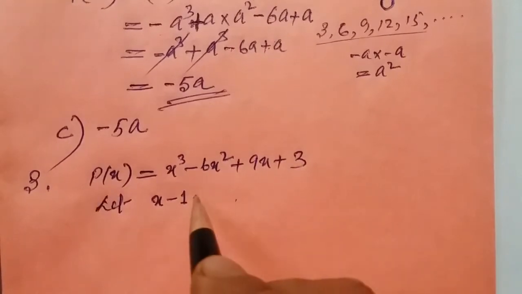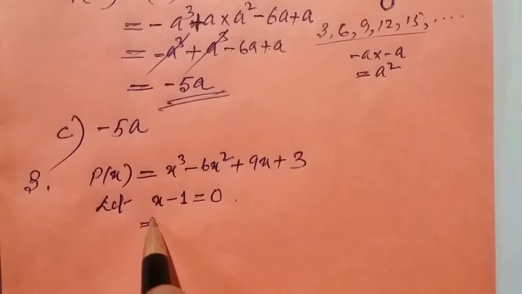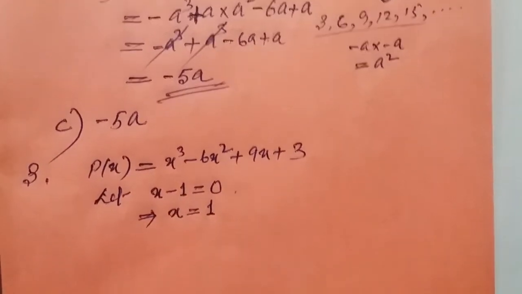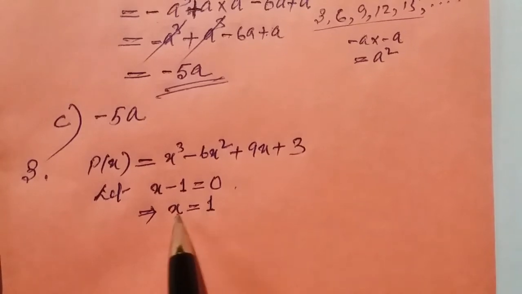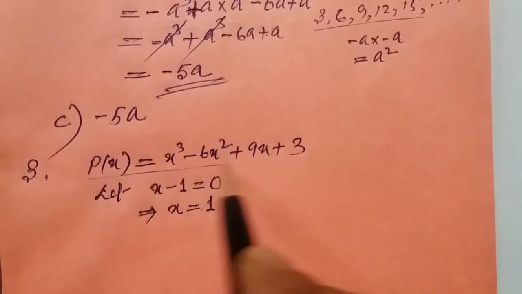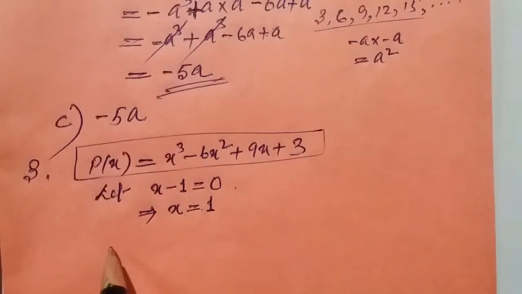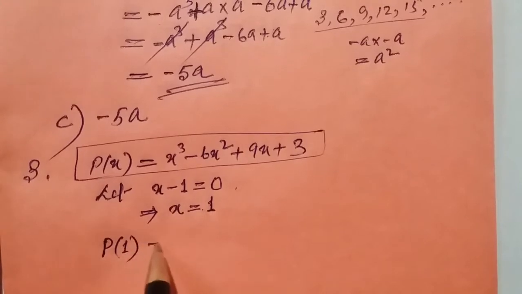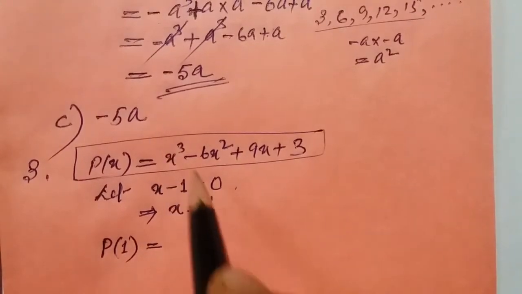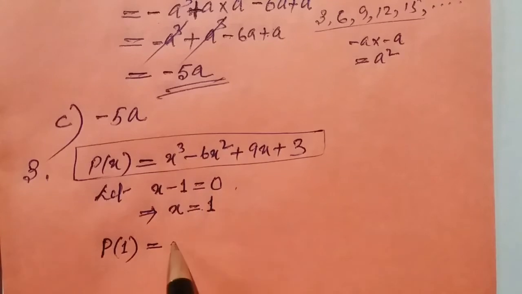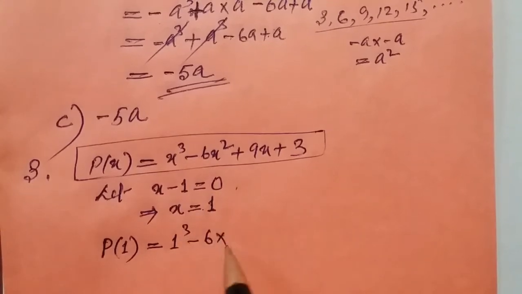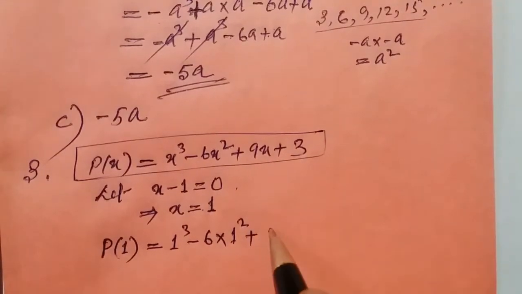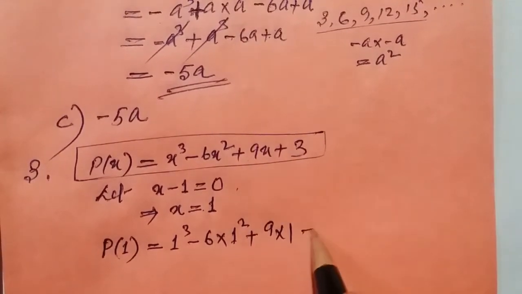So let's say let x minus 1 is equal to 0, and then you transpose this 1 to the right hand side, then minus 1 becomes plus here. So now we will substitute the value of x is equal to 1 here in this polynomial. So that will give us the remainder. P, instead of x we will write here 1, and this is equal to, this 1 is going to be substituted here. So this is 1 cube minus 6 into, again x square is 1 square, plus again 9x is 9 into 1 plus 3.